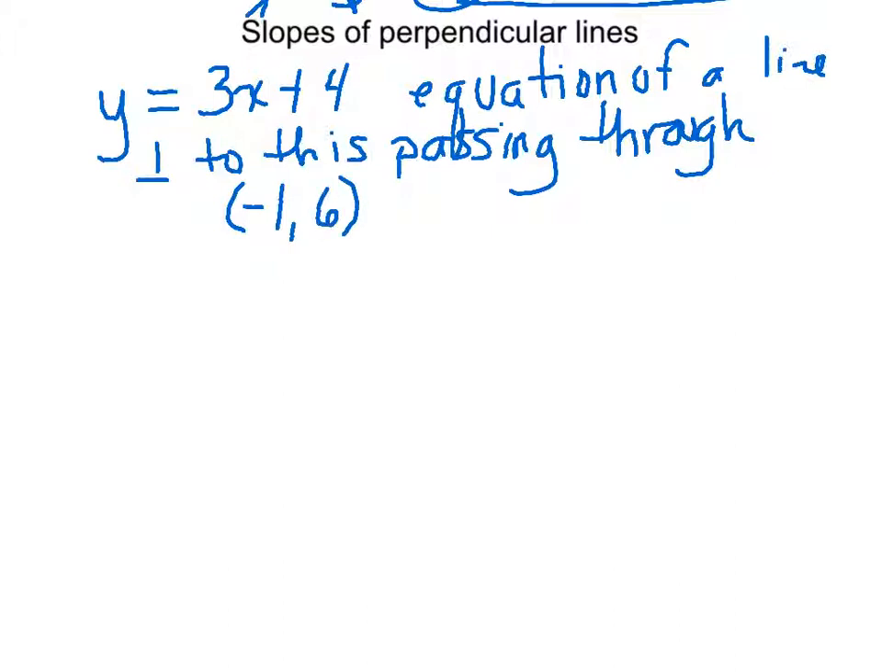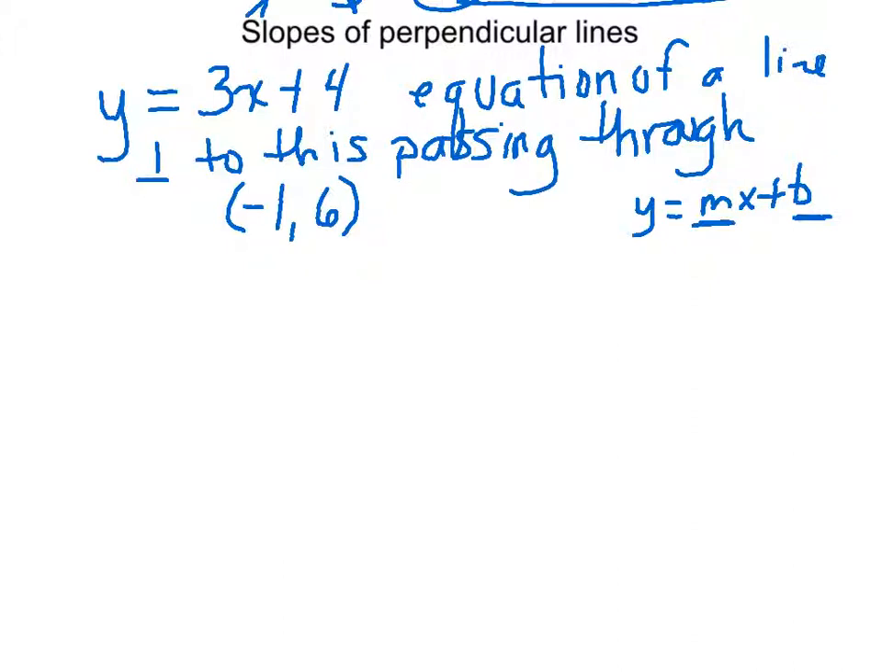Alright, a couple of steps for this. We're going to end up with an equation in slope-intercept form. So that means that we have two tasks. We need to find our y-intercept, which is our b, and we need to find our slope, which is m.